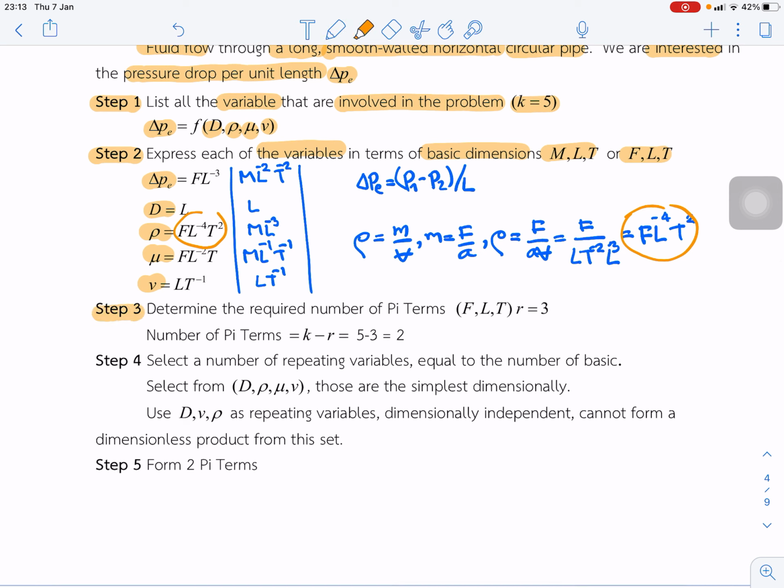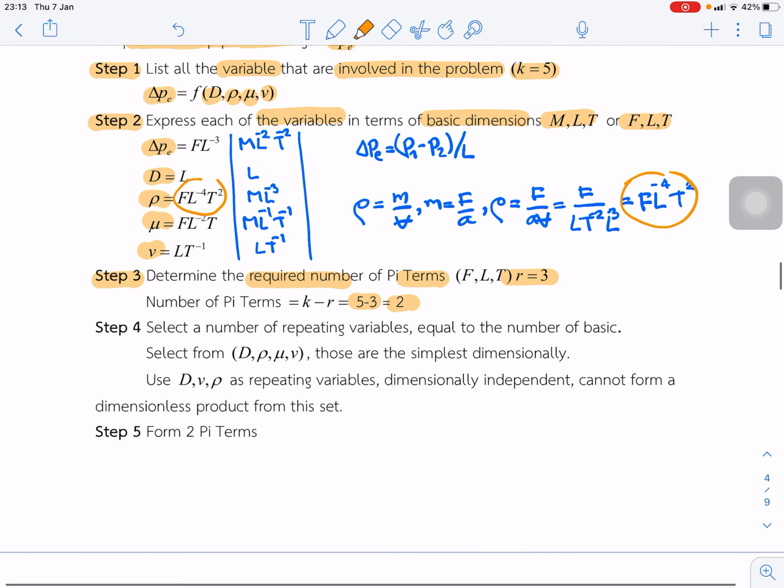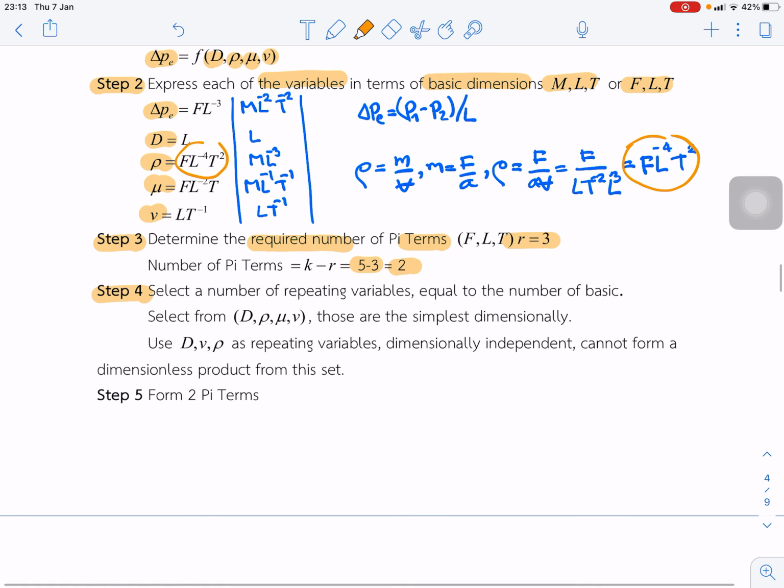The third step is to determine the required number of pi terms. In this case, the number of basic dimensions is equal to 3, so the number of pi terms is 5 minus 3, which is 2. Step 4, select a number of repeating variables equal to the number of basic dimensions. So we select D, V, and rho as the repeating variables. They are dimensionally independent, so we cannot form a dimensionless product from this list.